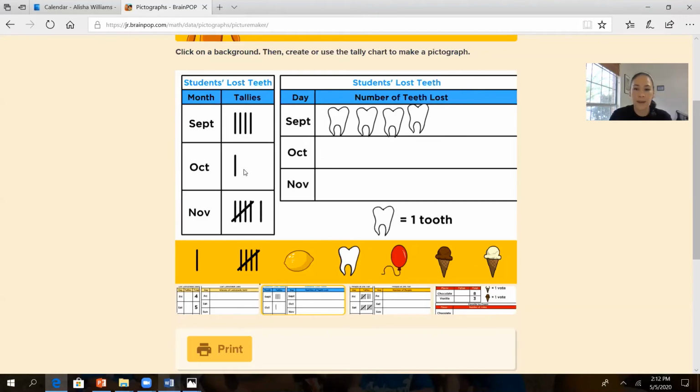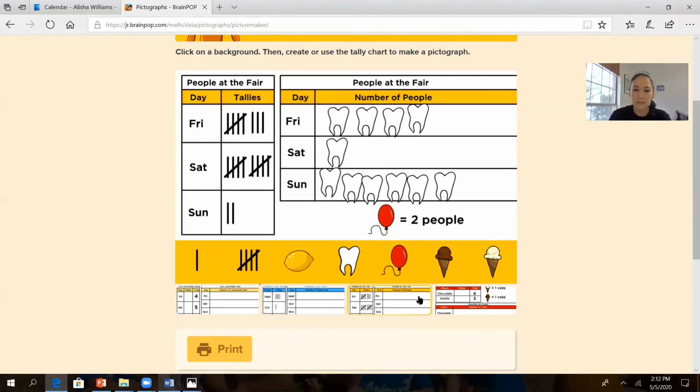October, how many? Just 1. So 1 tooth. And November, this is a tricky one because it has the tally mark cross. So count on, let's count together. How much is that group? 5, 1 more, 6. So 1, 2, 3, 4, 5, 6 teeth. Great job. Let's do one more together.